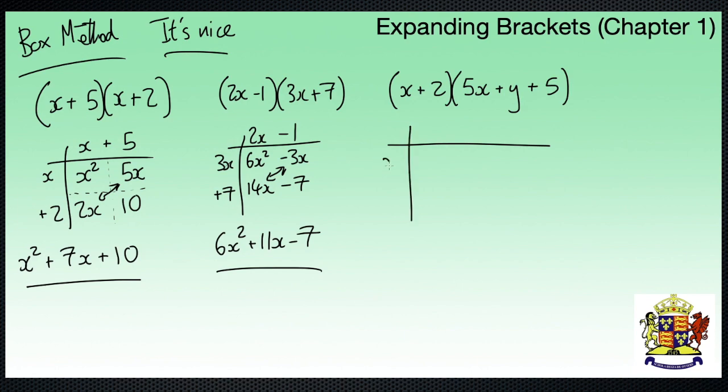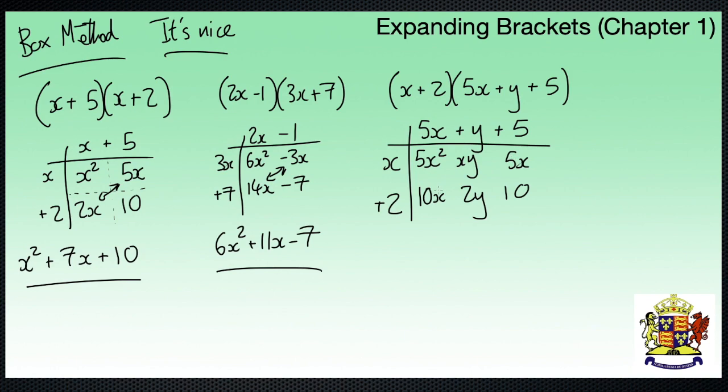Right, let's stick it in a box. Here we go. We have x plus 2, 5x plus y. What am I doing? I'm putting an extra one on. There you go, plus 5. So look, here we go. Let's just fill these in. 5x squared, 10x, x and a y, xy, 2y, 5x, and 10. Then see if anything matches in here.